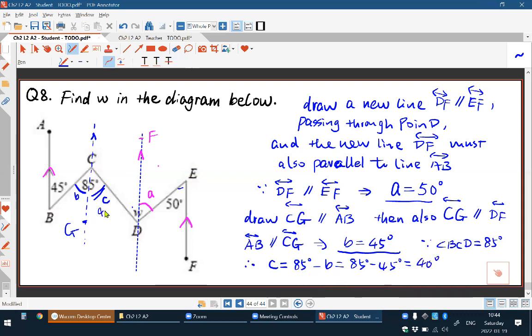Okay, we know that this angle here is 40 degrees. So let's call this D. What is angle D? 40 degrees. Okay, so can you see what is angle W? W is D plus A, which is 40 plus A. A is 50, right? So W is 90 degrees.